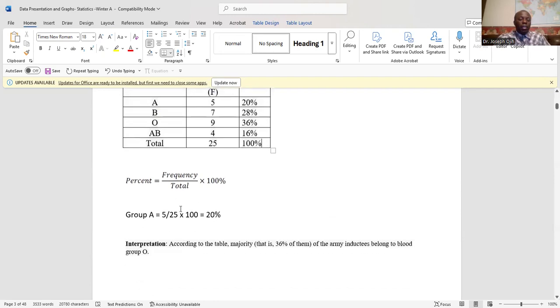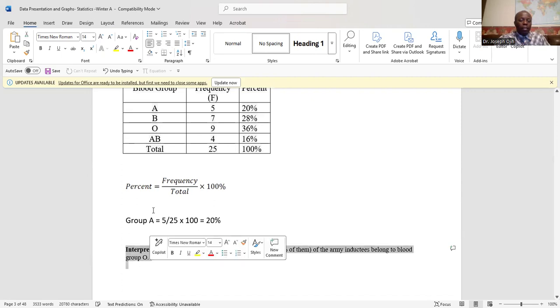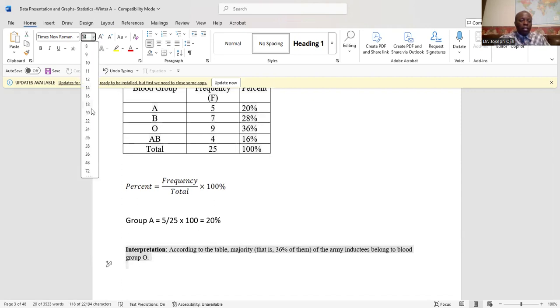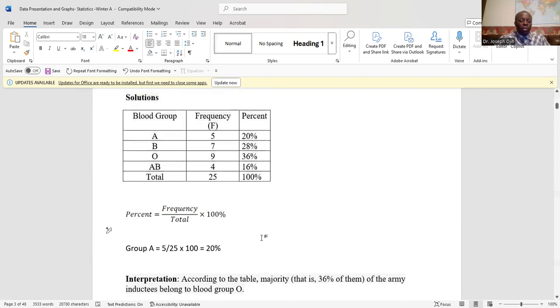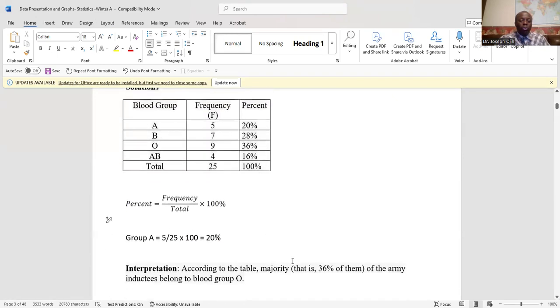So with this, you can see that group O is the largest, followed by group B. And we can interpret this by saying that according to this table, the majority of the inductees belong to blood group O.